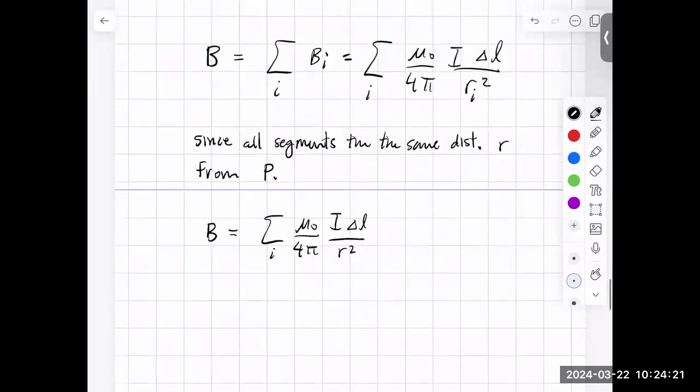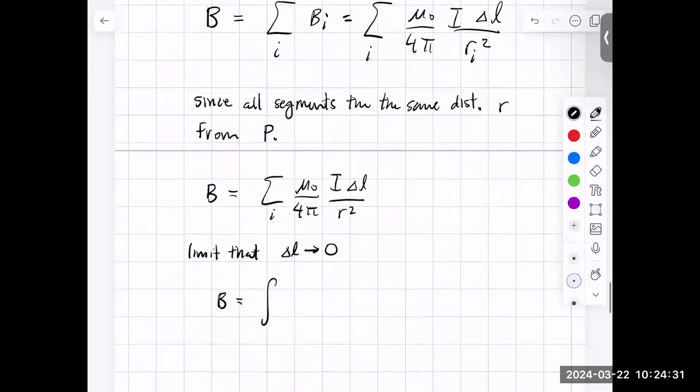So in the limit that delta L goes to 0, the magnetic field would be the integral of mu naught over 4 pi I, and then the delta L for an infinitesimal length, we'll write that as dl, over r squared, and then we have to integrate around this loop.